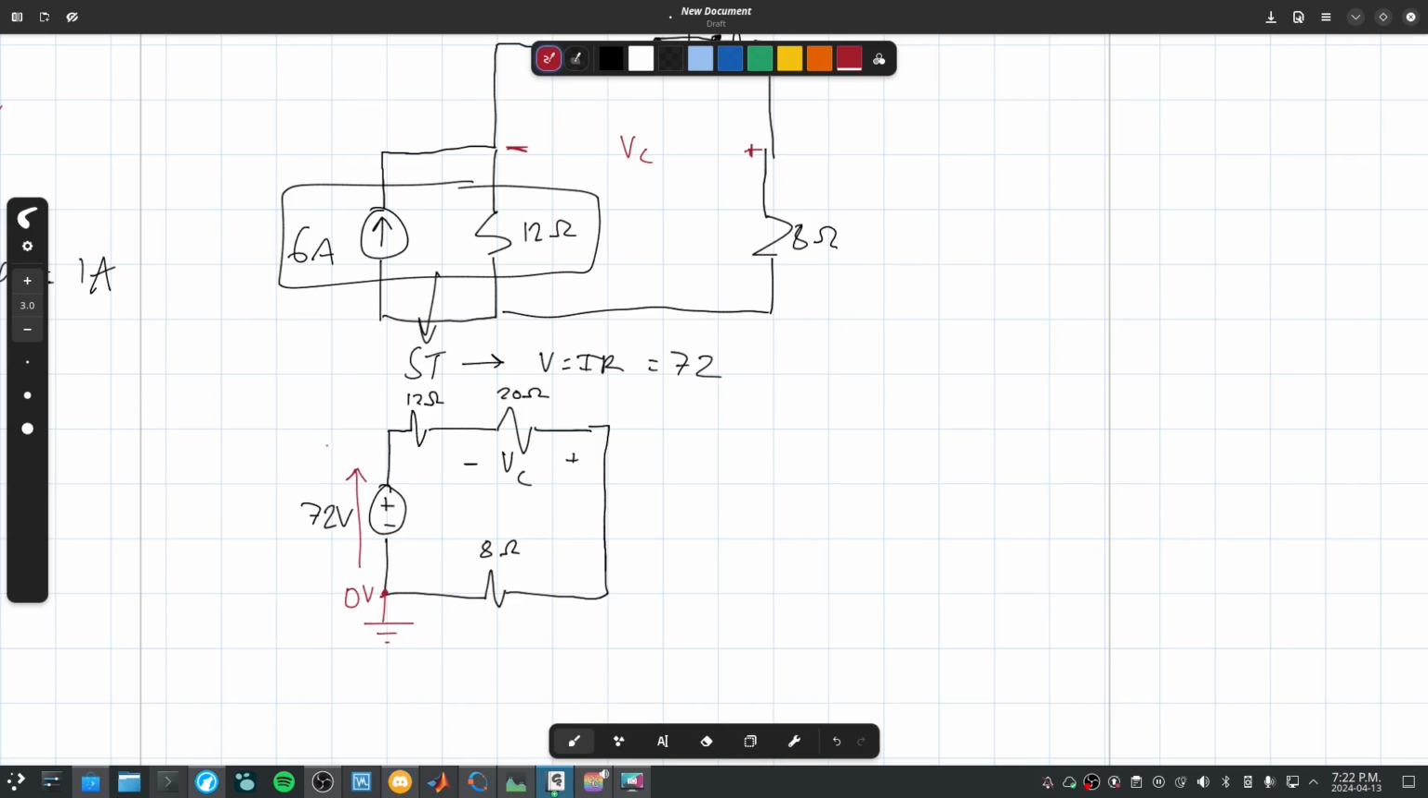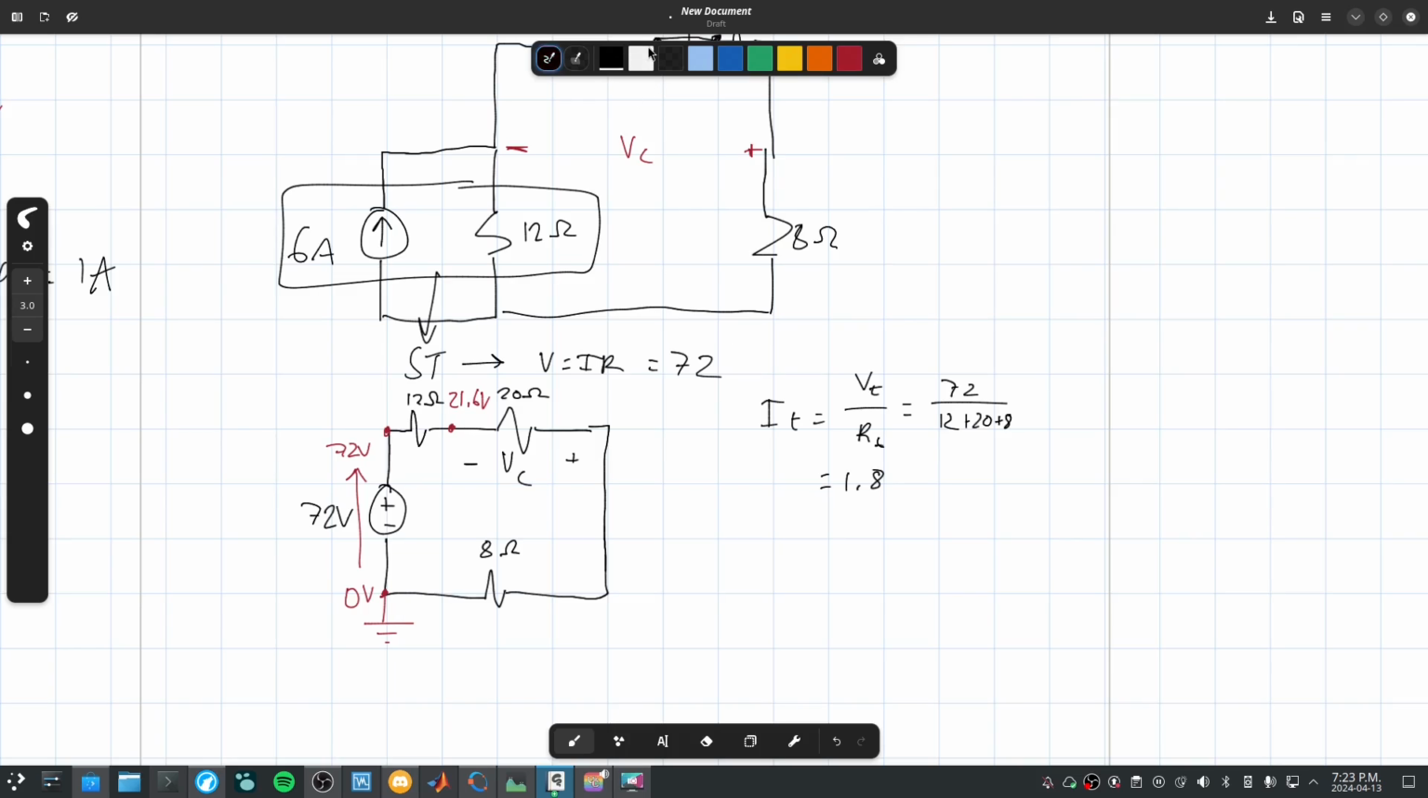All right, coming across, we have 72 volts here. And now we come across this resistor. Let's find I. I total is equal to voltage total divided by resistance total. That's 72 divided by 12 plus 20 plus 8. If you put that in your calculator, you get 1.8. 1.8 times 12. This here is going to be 21.6 volts.